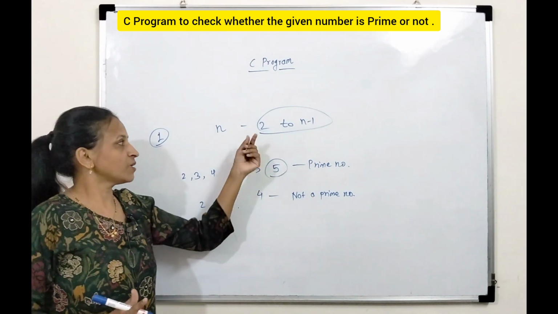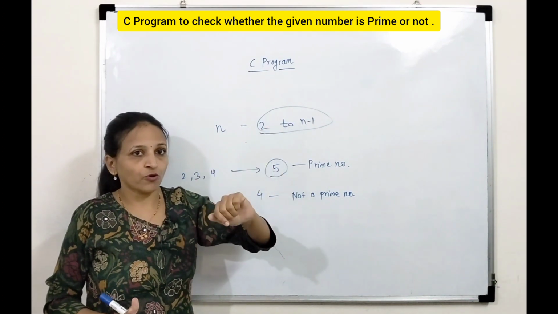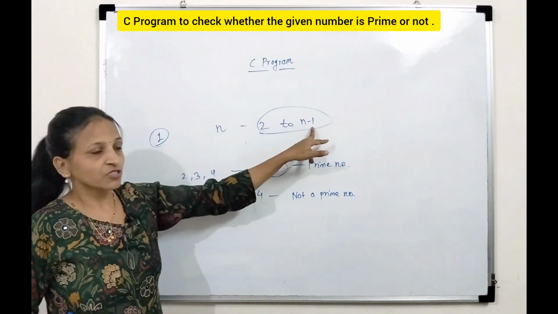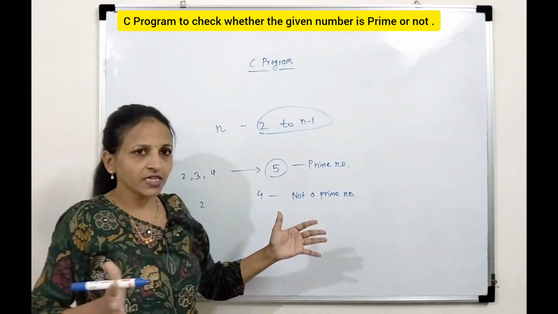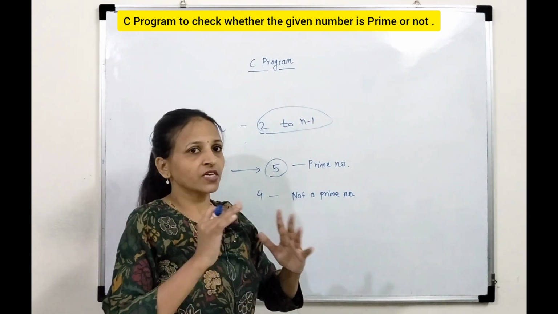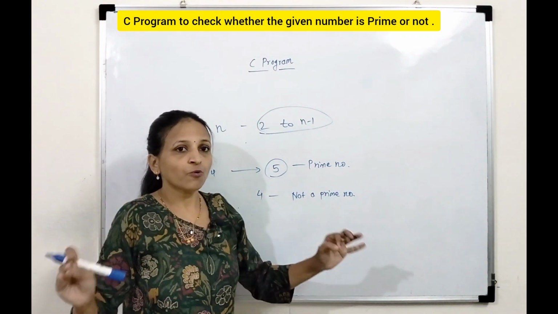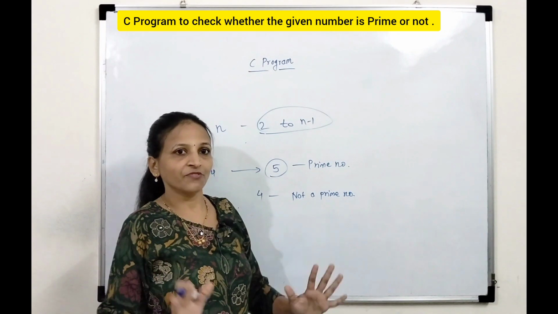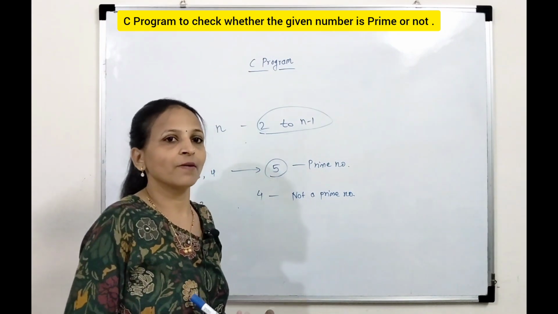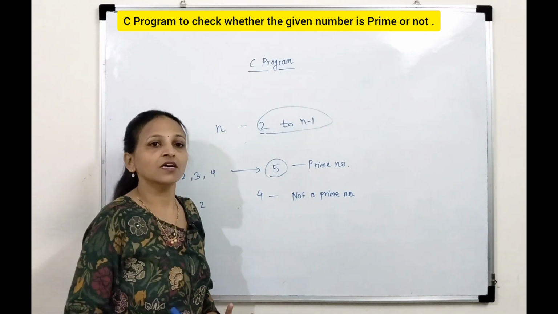Means we will divide that number by 2 to n minus 1. Here we have to use the loop concept. Getting? 2 to n minus 1, we will try to divide that number. And if at any intermediate point it is divisible, then we can say that it is not a prime number. But if at no intermediate point it is divided, then we can definitely say that the number is a prime number. Okay, this logic we will apply in this program. Now let us see the program.